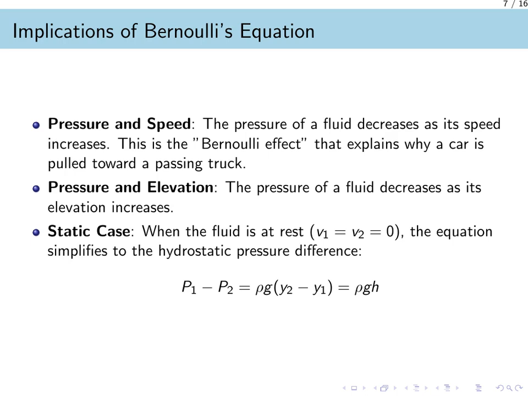This faster-moving air has lower pressure than the air on the other side of your car, creating a net force that seems to pull you toward the truck. Second, the equation tells us that as the elevation of a fluid increases, its pressure decreases. This explains why water pressure is often lower on the top floors of a tall building compared to the ground floor.